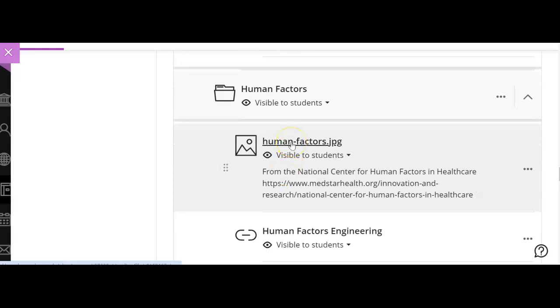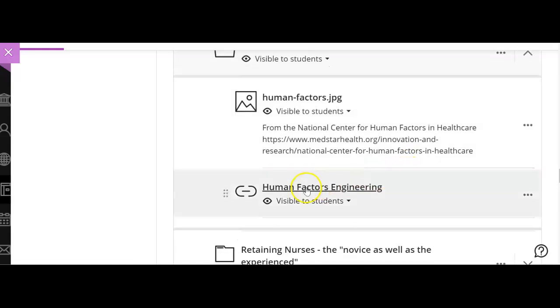And here is a picture, an infographic that comes from the National Center for Human Factors in Healthcare. It takes 1 second to click on this image, and I want you to just review that along with your readings from Chapter 7. This is a really nice infographic to look at. And then there's a short document further defining and showing the application of human factors engineering.